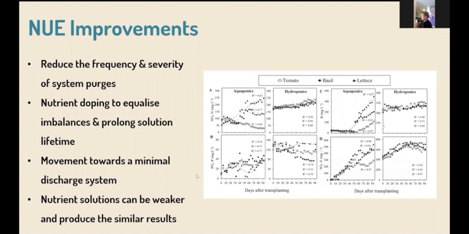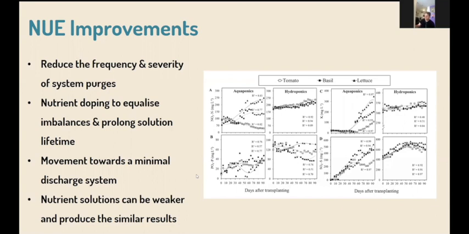And then when we have to purge them, we're just losing a lot, and it's really inefficient. Nutrient solutions can be weaker and produce similar results. So in this graph I'm showing you on the screen, there's the hydroponic measurements you saw in previous slides, but there's also aquaponics measurements. So in aquaponics, nutrients are from fish waste rather than inorganic salts. They're usually at lower concentrations than in hydroponics, but you can get similar results.